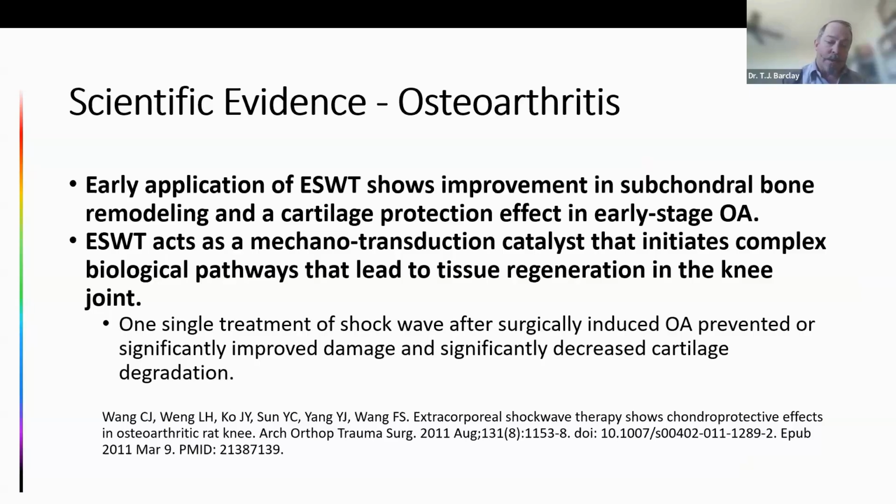And what they determined was that just a single shockwave treatment in these rats was very protective of the joint cartilage. They observed significantly less cartilage degradation and no increase in the inflammatory enzymes in those treated joints as compared to the control group.